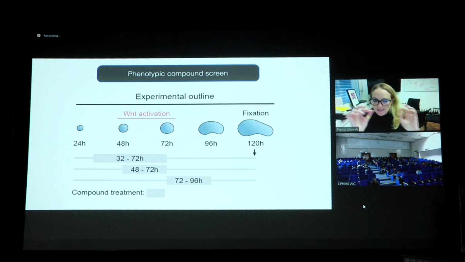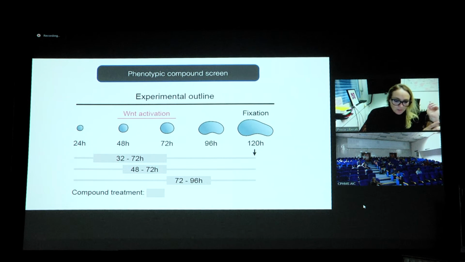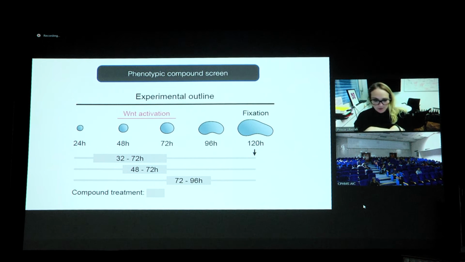So to understand molecularly how this works, what we did is a phenotypic compound screen. This screen was done fixing at an endpoint, at day 5, which is 120 hours, but we had 3 different regimes at which we would add the compounds. One was adding the compounds between 32 and 72 hours, covering the time before the Wnt pulse. Then there was the one in between, during the Wnt pulse, and the last one was after the Wnt pulse, to look more at the elongation.